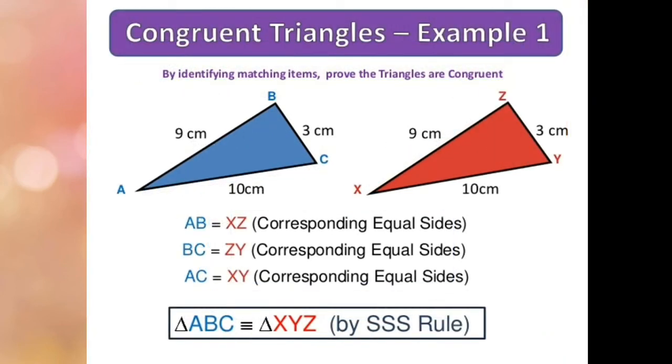So, AB is equal to XZ by corresponding equal sides. BC is equal to ZY by corresponding equal sides. AC is equal to XY by corresponding equal sides. Therefore, triangle ABC is congruent to triangle XYZ by what? SSS rule.